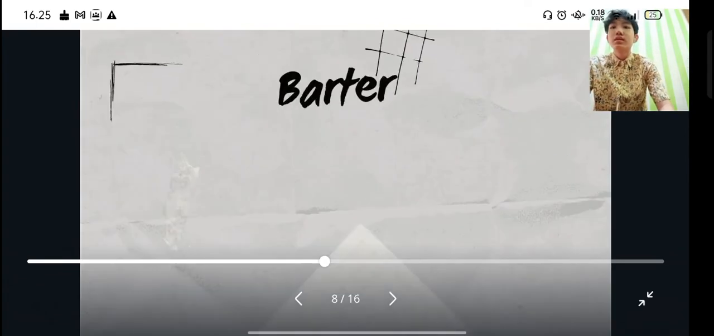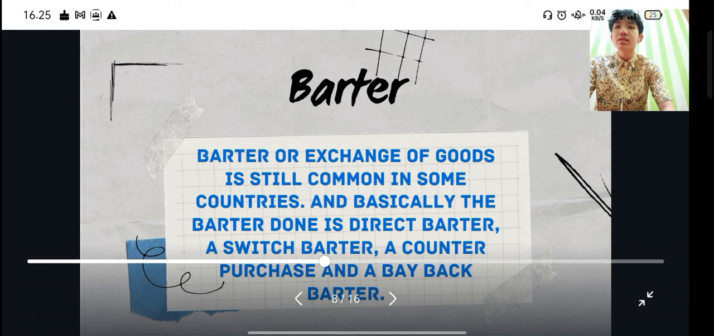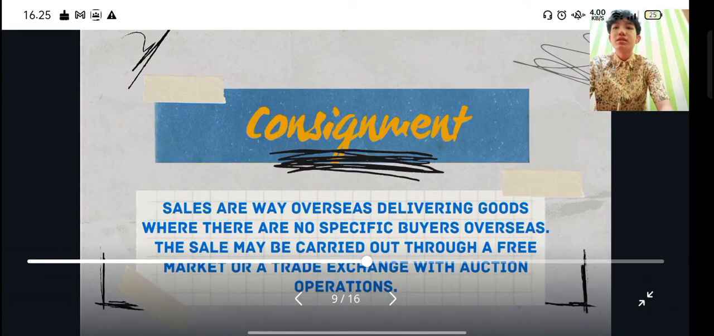Number two is barter. Barter, or exchange of goods, is still common in some countries, and basically the barter done is direct barter, a switch barter, a counter purchase, and a payback barter. Consignment. Sales overseas, delivering goods where there are no specific buyers overseas. The sale may be carried out through a free market or a trade exchange with auction operation.